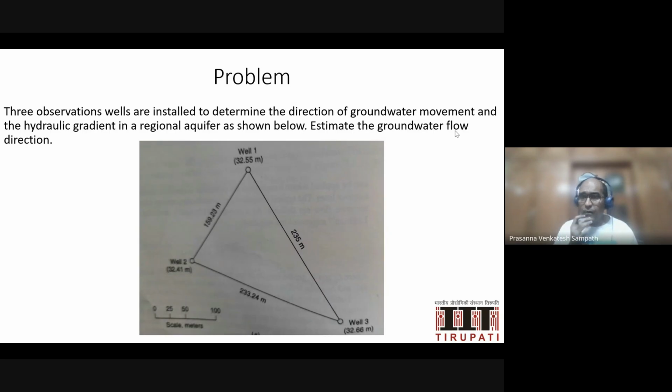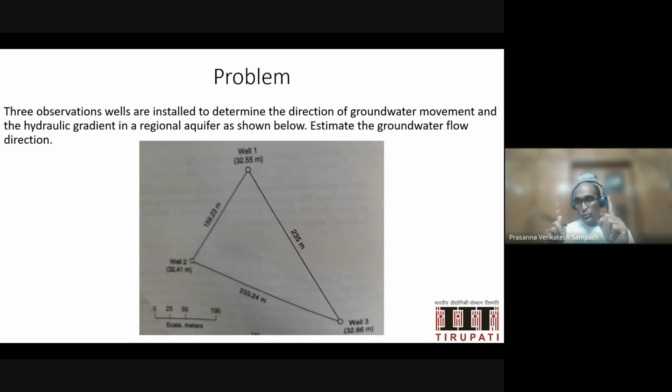So what we do is, we know that well 3 has got the highest elevation, and of wells 1 and 2, which one is lower? Well 1 is at 32.55, in between 32.66 and 32.41. So well 2 is at the lowest elevation. One way of thinking about the flow direction is to say water goes from high head to low head. So it must be going from 3 towards 2, and from 3 towards 1, and then from 1 towards 2.